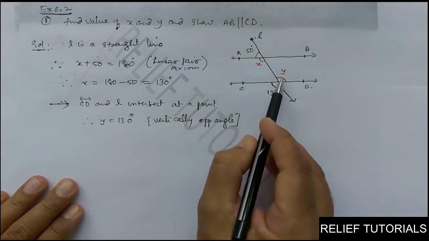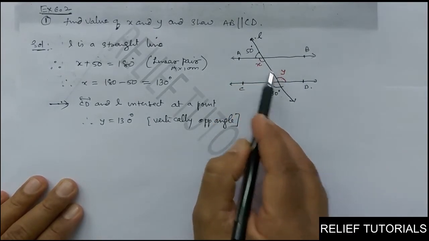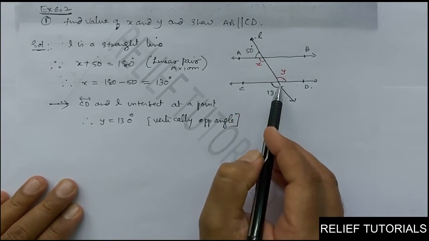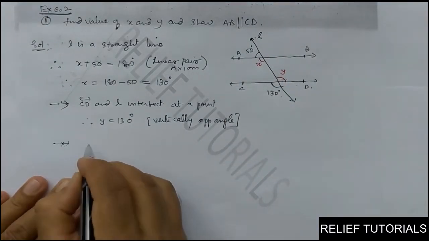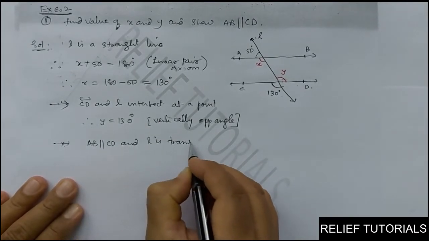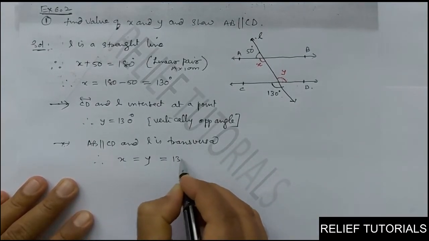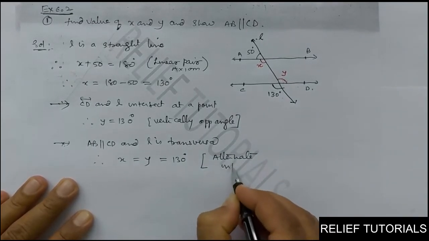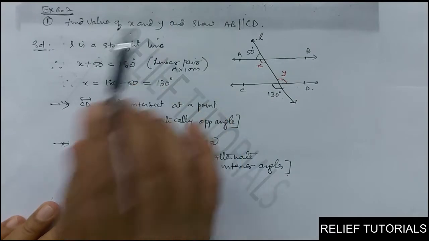So now, what about these two angles? We can say AB is parallel to CD and L is a transversal, so these two angles are alternate angles, and if lines are parallel, alternate angles are equal. Yesterday we have seen this. So you can say here AB is parallel to CD and L is transversal. So therefore X is equal to Y, and that is equal to 130 degrees. Reason: alternate interior angles. So in this way we find the value of X and Y.